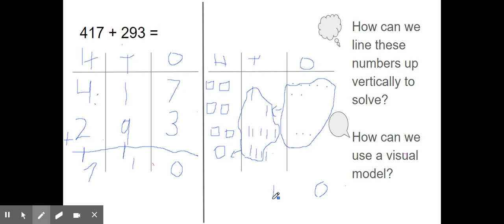Now let's count my hundreds. 1, 2, 3, 4, 5, 6, 7. 710. We got the same answer. Way to go.